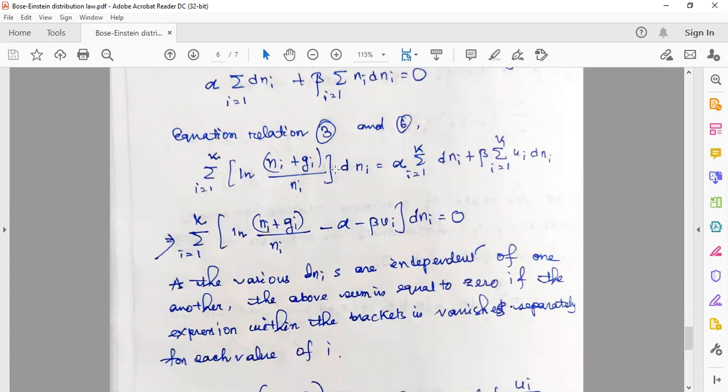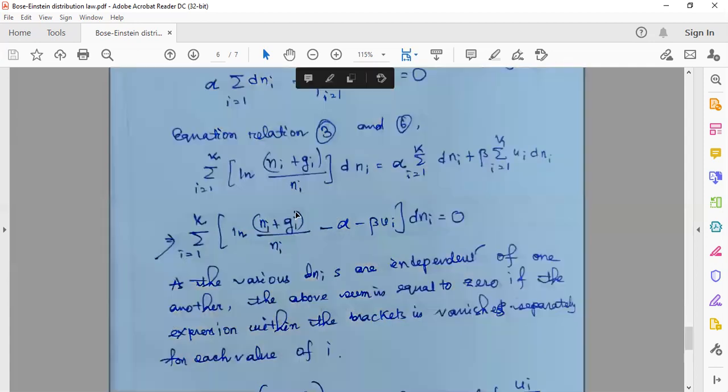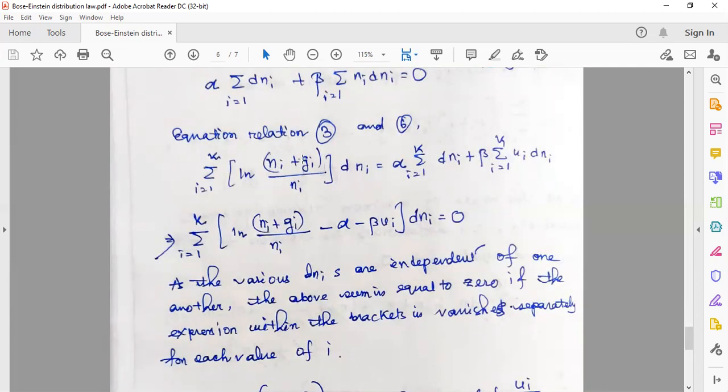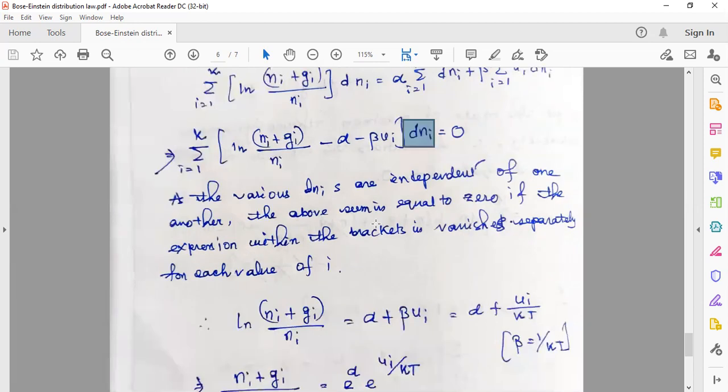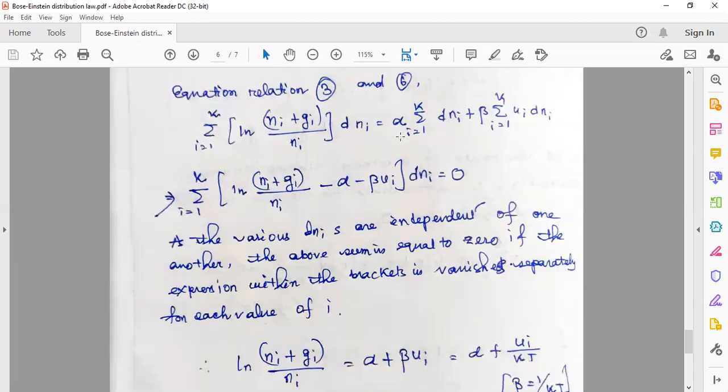So now arrange this resultant equation. You see dni is common in all the expressions. Okay, dni is common in all the expressions. So bring these other two expressions also to the left hand side, and you see what we get. The summation over I equal to 1 to k, and this logarithm of ni plus gi over ni minus dni is taken common because it appears in each quantity. So alpha minus beta ui. Okay, minus alpha minus beta ui equal to 0. Okay. So you have understood this.